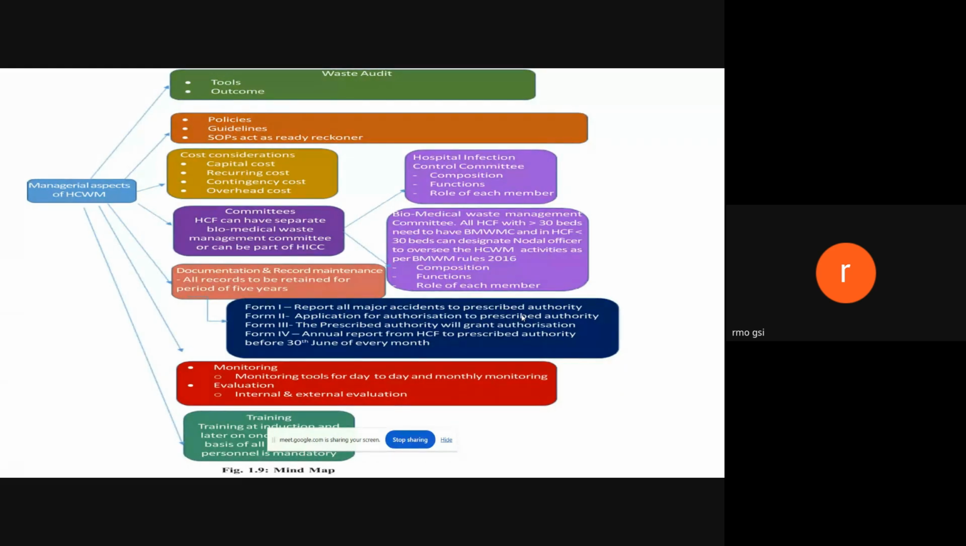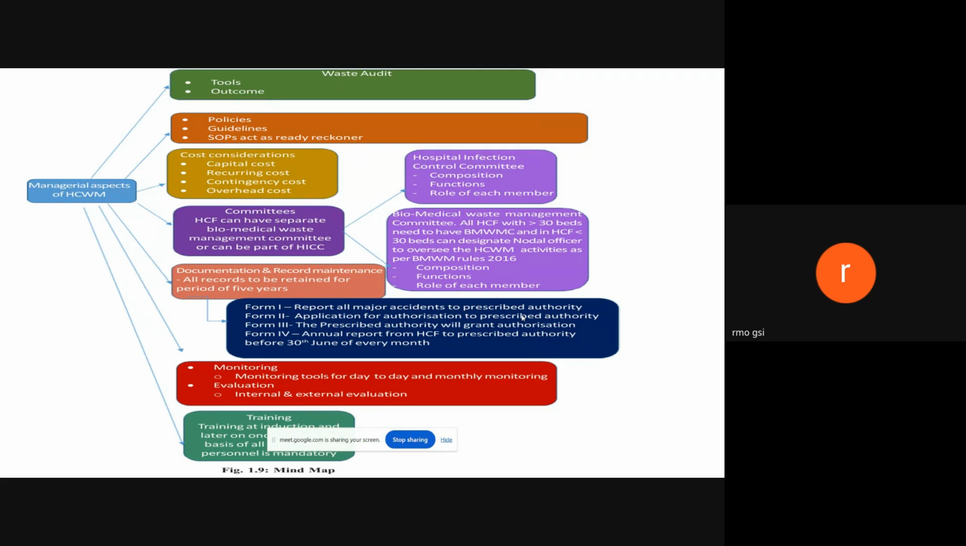As per the Act, there are various forms, Form 1, 2, 3, 4, and 5 final. The various forms are given in the Act, and this application you have to do as per the bed, because the generation is as per the bed capacity. After application, the pollution control board will come and evaluate the facility, whether the facility has the proper segregation bins and all, and the staff is trained for the segregation.